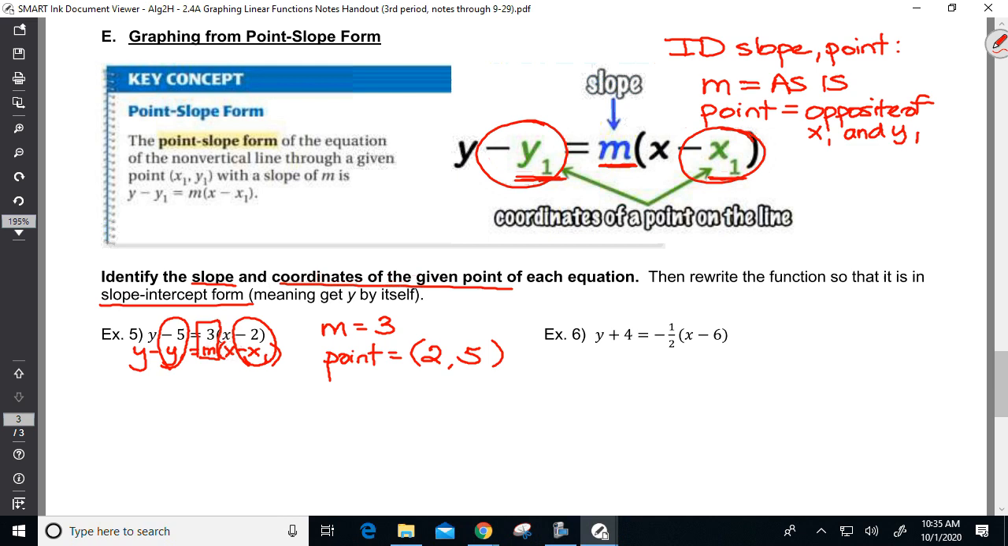The point is where we will start to graph when we go to graph. So you're already checking in on what we're doing with example 7 and 8. I like that.